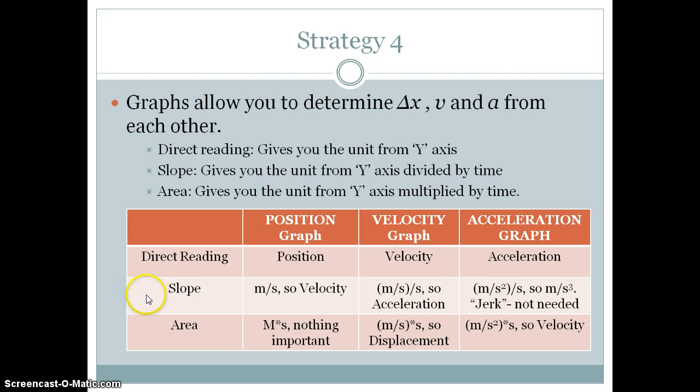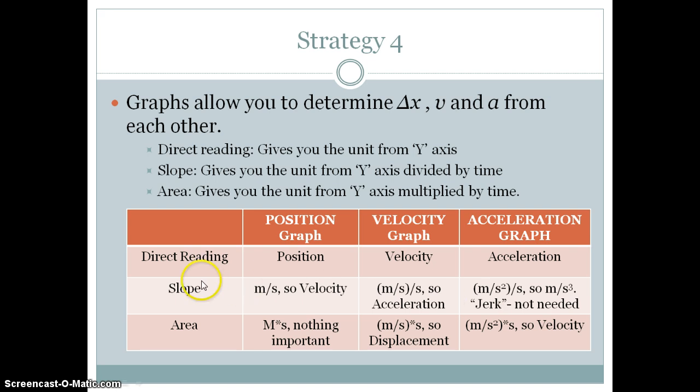Slope. Position graph, position is meters, slope you divide by time, you get meters over seconds, so the slope of position graph gives you velocity. And the slope of velocity is meters per second squared, so the slope of velocity is acceleration. The slope of acceleration is a jerk, which is not really used in physics. Again, because we're talking about constant acceleration, the slope of acceleration will always be 0.